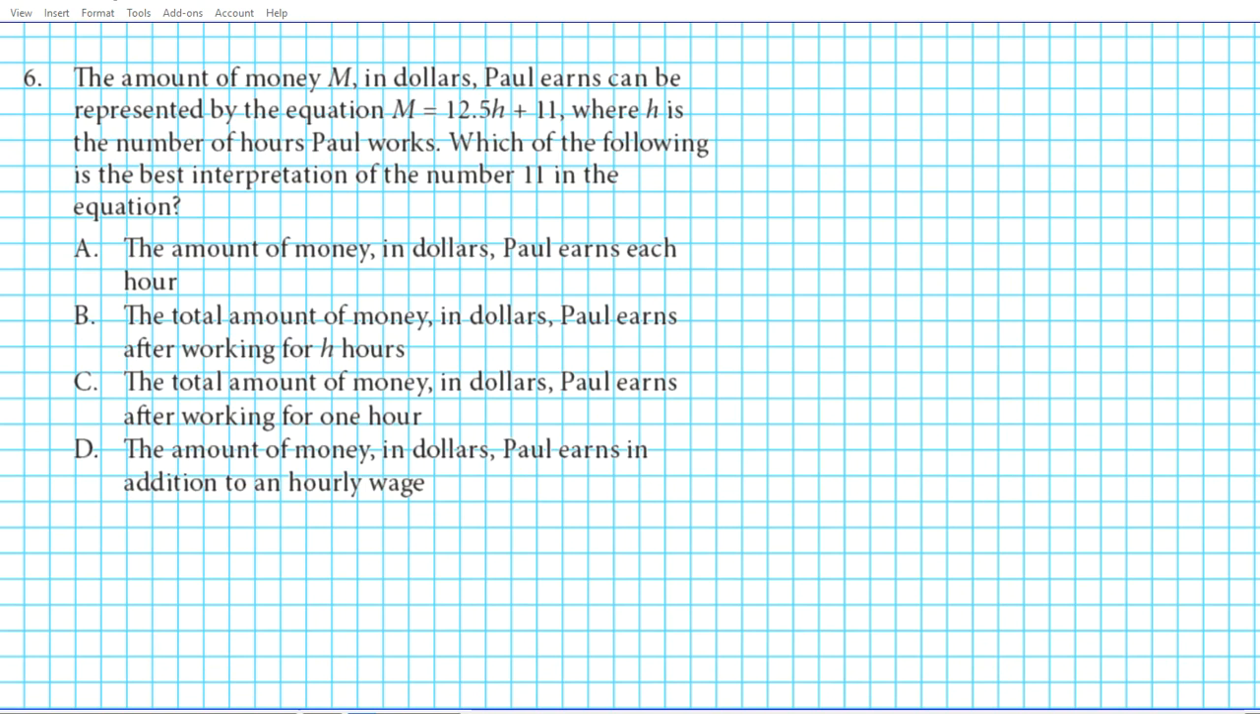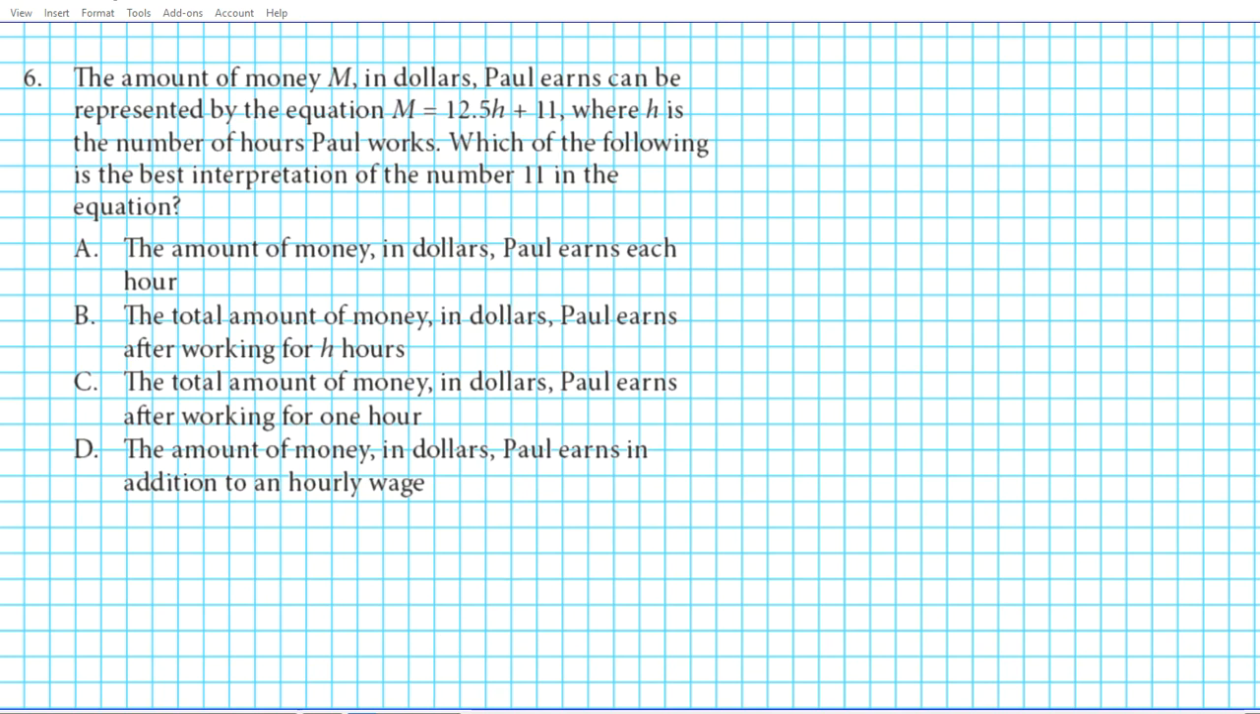It reads, the amount of money M in dollars Paul earns can be represented by the equation M equals 12.5H plus 11, where H is the number of hours Paul works. Which of the following is the best interpretation of the number 11 in the equation?